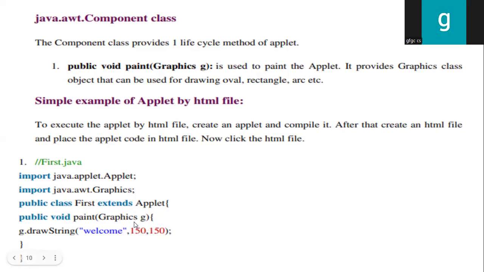There I have created the object as well. And then I have used the method g.drawString. What kind of string do I want to draw? Welcome. Then 150, and these are the width and length.